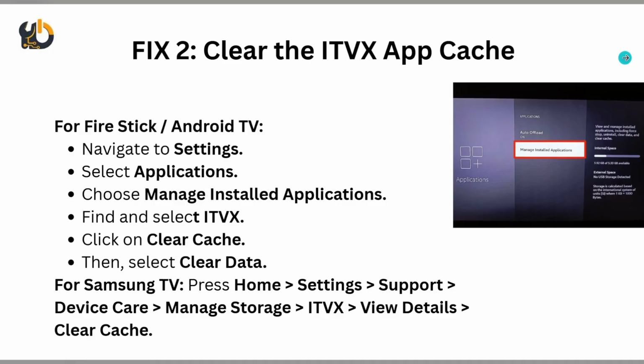For Samsung TV, press Home, then click on Settings. Then you have to click on Support and then choose Device Care, Manage Storage, then find ITVX and click on View Details. Then you just have to clear the cache.